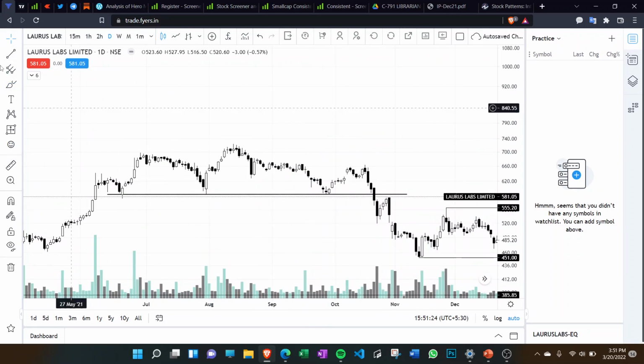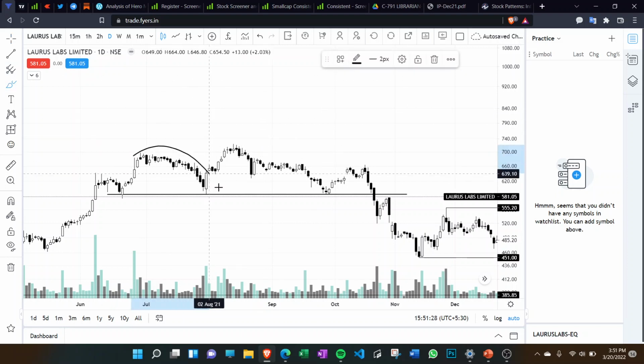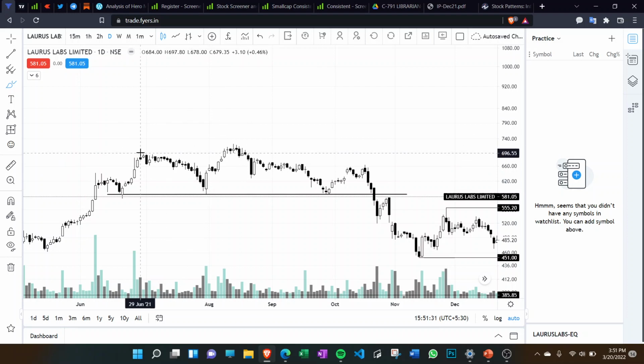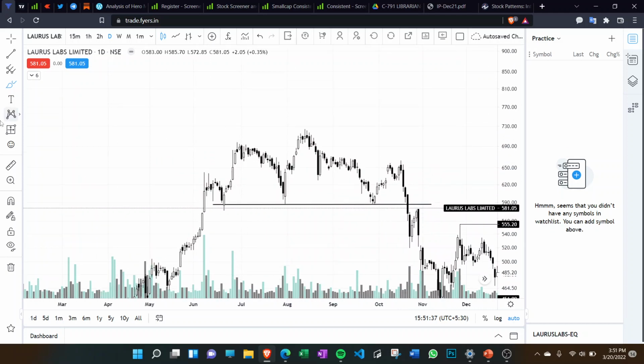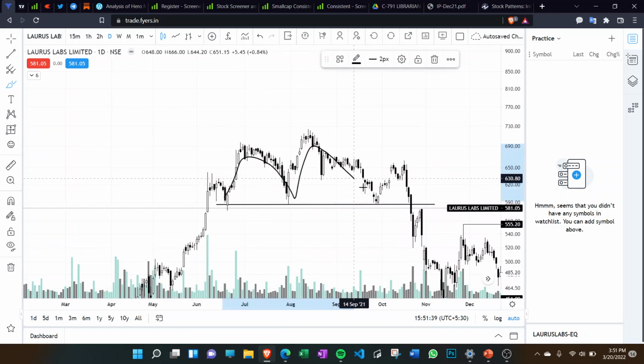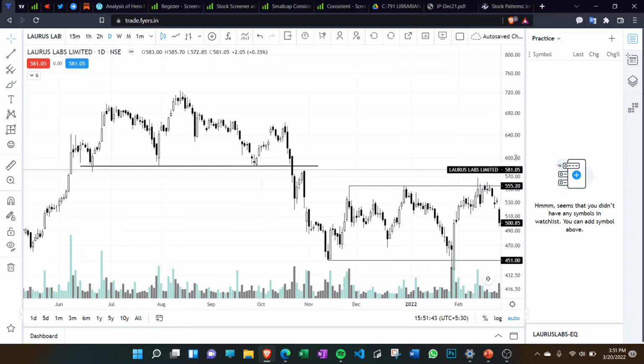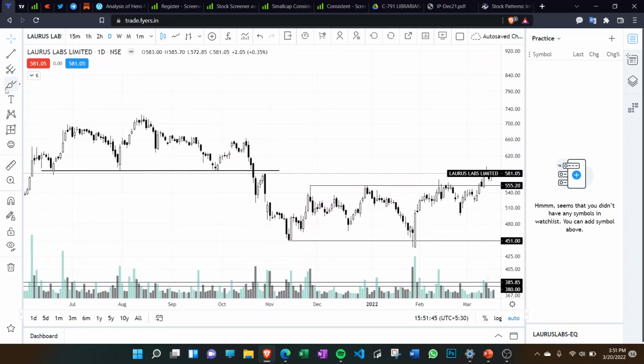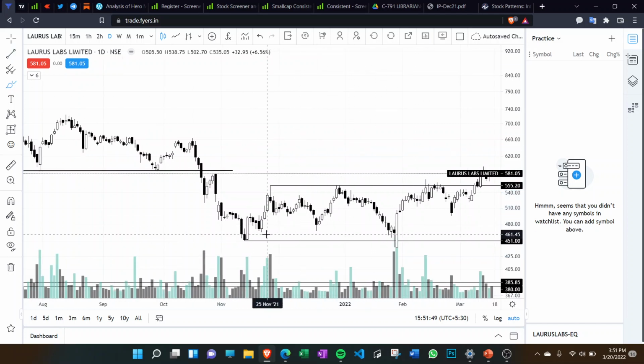And after that, it faced some resistance at this level. As you can see here, the price momentum started slowing down, and it started facing resistance at this level of around 700 to 720, and then it formed a pattern called the head and shoulder pattern, which we're going to take a look at in the next few videos. And then once the neckline broke, it went down, and since then it has been consolidating in a range.